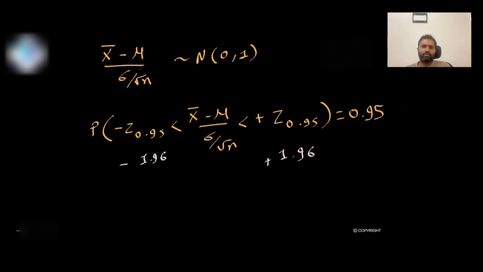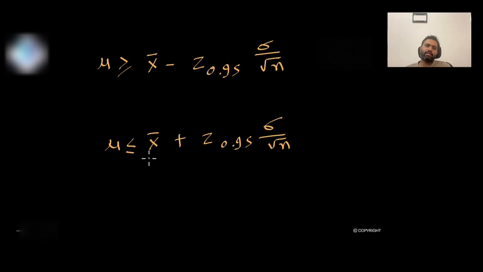So this is 1.96, and mu is greater or equal to this with 95% probability, and mu is less or equal to this with 95% probability.